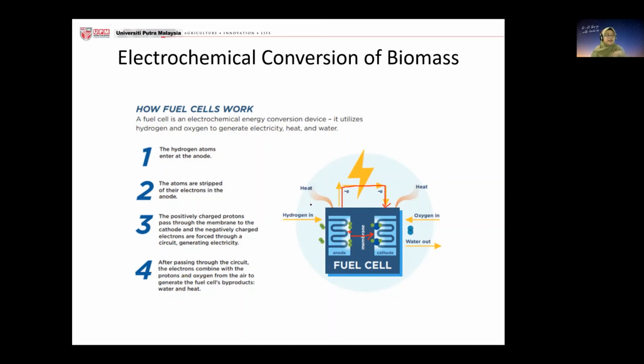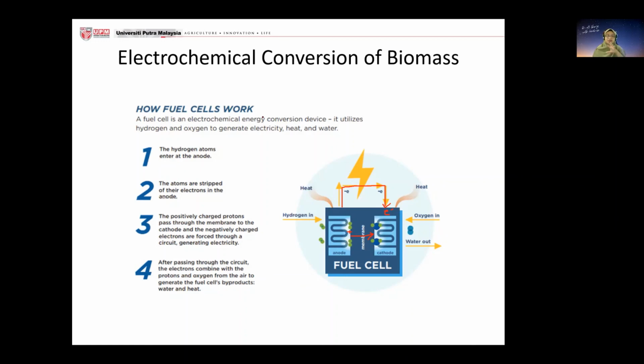And as this generates a circuit, it basically generates electricity. So now the electron is here and the proton is there. They will combine and produce the fuel cell byproducts, which are water and heat, right?